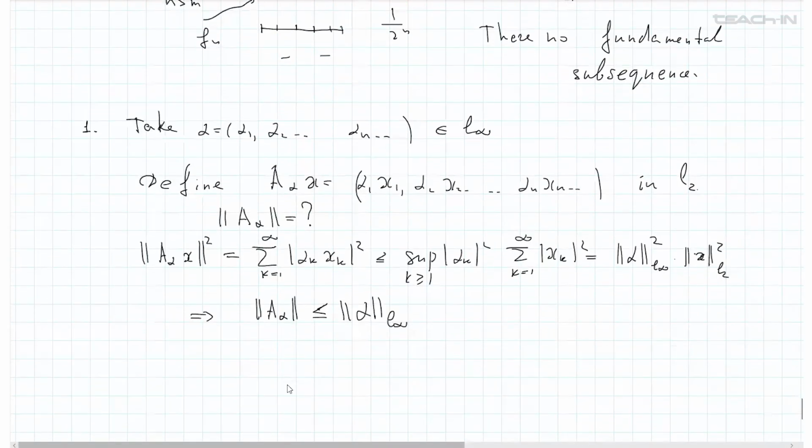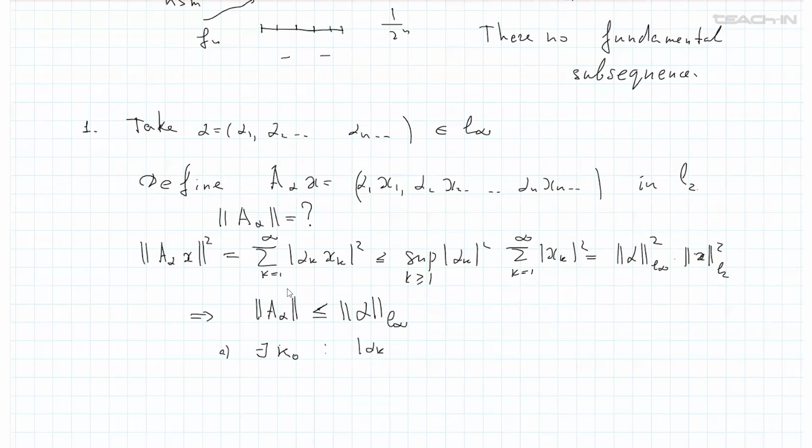And again, two situations. Sorry, why does the supremum of alpha exist? I take alpha from L infinity. The supremum may not exist, but I consider two situations. The supremum exists, and the supremum is just a supremum. First situation: there exists an index k0 such that the absolute value of alpha k equals the supremum.